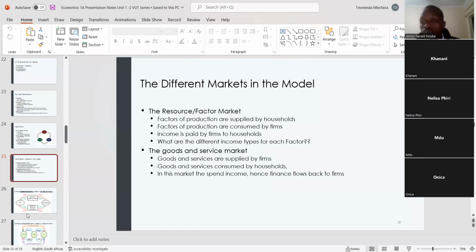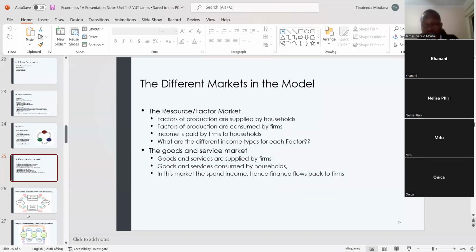So what is the resource or factor market? The resource or factor market is just the market in which factors of production are sold. So remember what I said. I said the households are the owners of the factors of production, which means households are the owners of land, labor, capital, and entrepreneurial skills. So within the factor market, who is the supplier? It is the households, because they own the factors. So the households go into the factor market and supply land, and supply labor, and supply entrepreneurial skills, and supply capital.